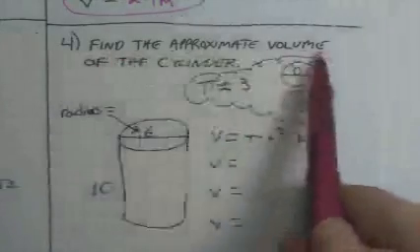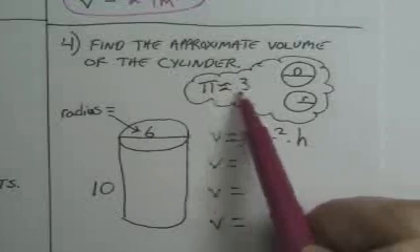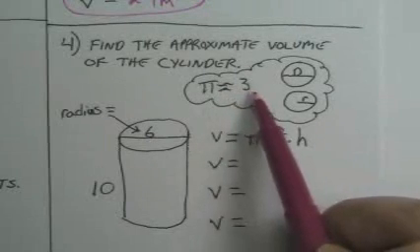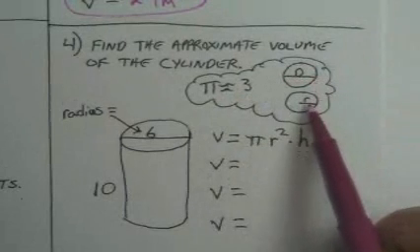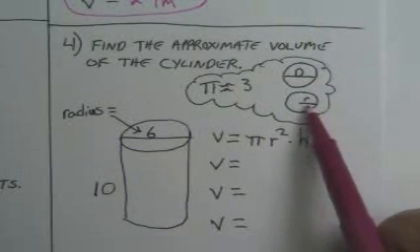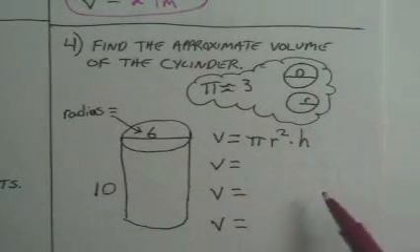Number 4, find the approximate volume of the cylinder. If you remember, pi, we'll just use, it's approximately 3, 3.1, 3.14, but we'll just say 3. Diameter is going all the way across the circle. Radius is from the center to the outside. Perimeter of the circle, circumference of the circle.